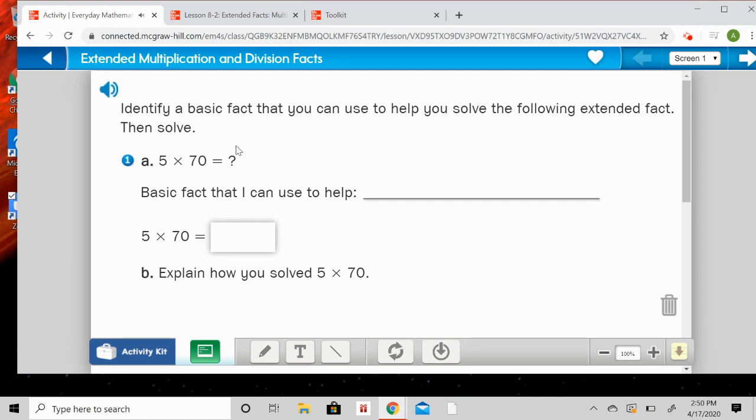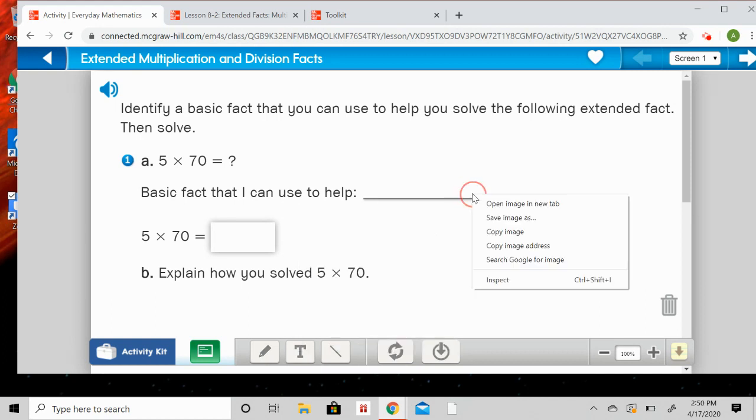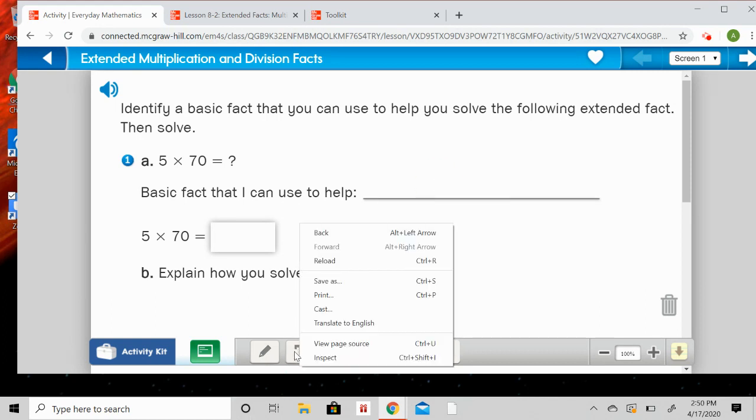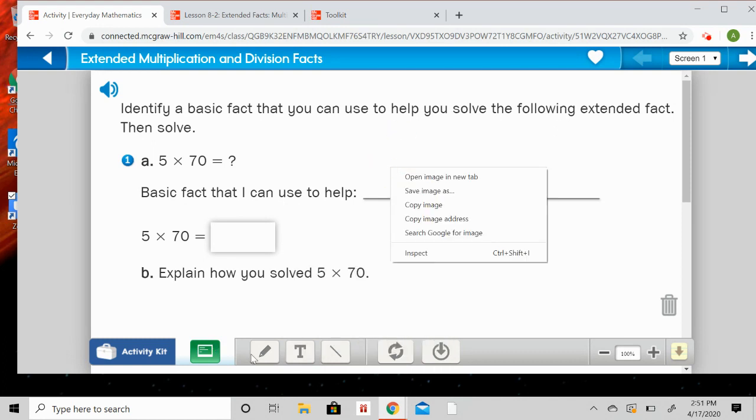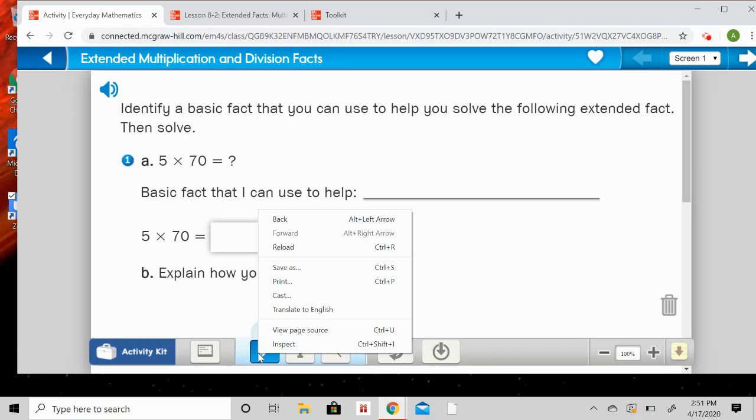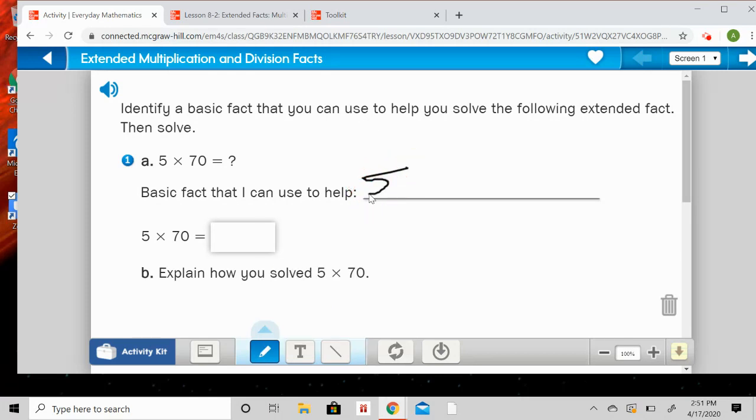We're going to do the first one together. So what is the basic fact that helps us solve 5 times 70? The basic fact to help me solve 5 times 70 would be 5 times 7. So I'm going to write that here. 5 times 7 equals 35. So if I know 5 times 7 equals 35, that could help me with 5 times 70.